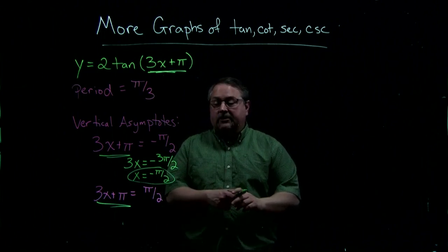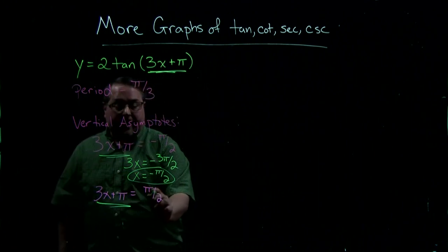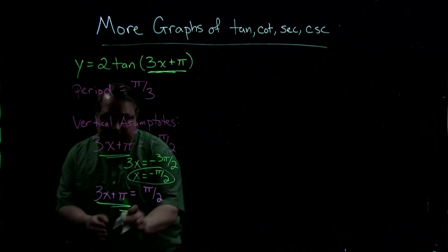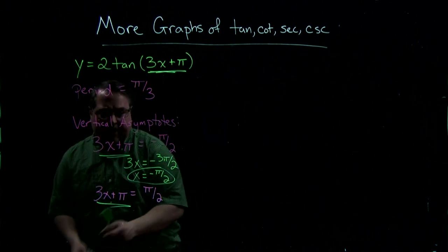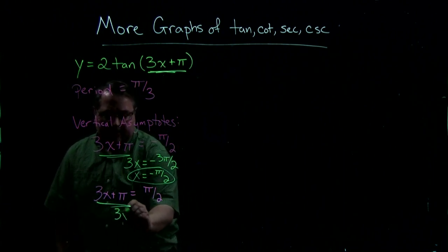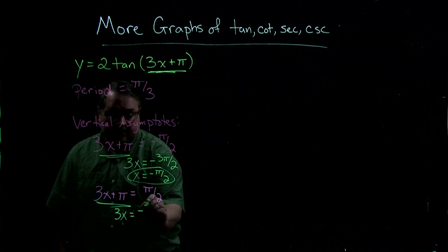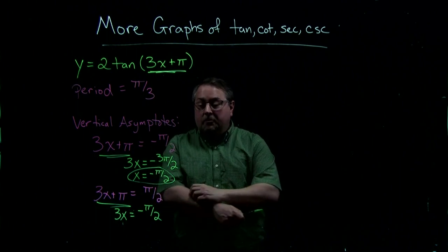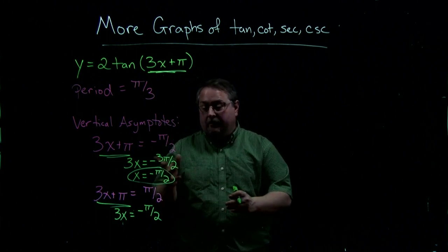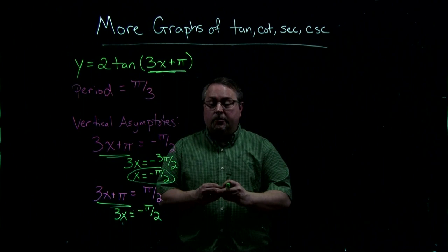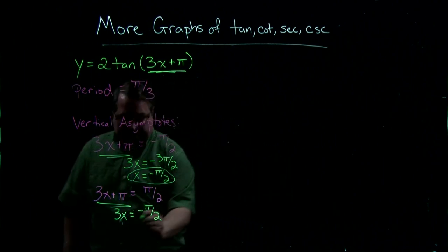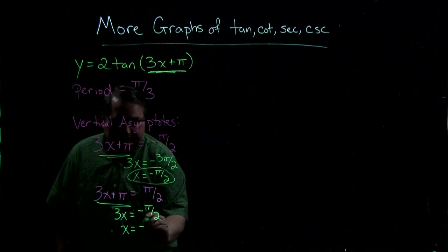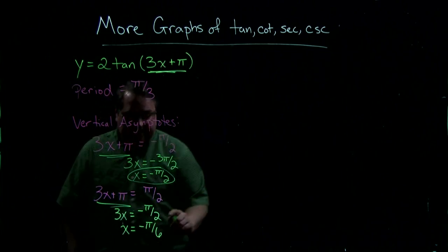Now looking at 3x plus pi equals pi over 2, we do the same thing. We start by subtracting pi from both sides so we can solve for x, and we get 3x equals negative pi over 2. Then we divide both sides by 3, and we get x equals negative pi divided by 6.